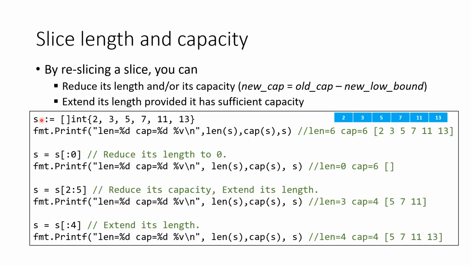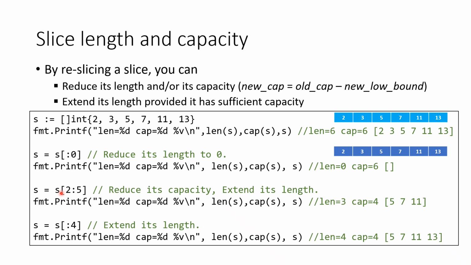For example, consider the slice S created from the slice literal of 6 integers, as in the previous example. As explained before, its initial length and initial capacity are both equal to 6. After reslicing S with the high bound of 0, its length is reduced to 0 because there's no element of index less than 0. However, its capacity is unchanged because in this reslicing, the new low bound, which is on the left of the colon, is 0 by default.